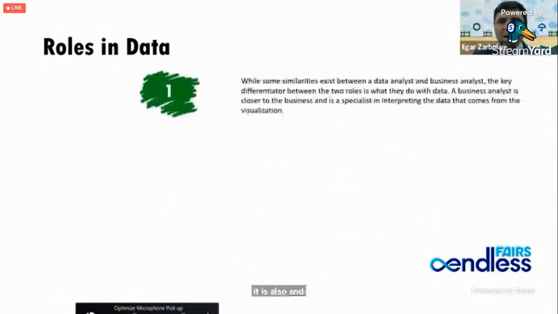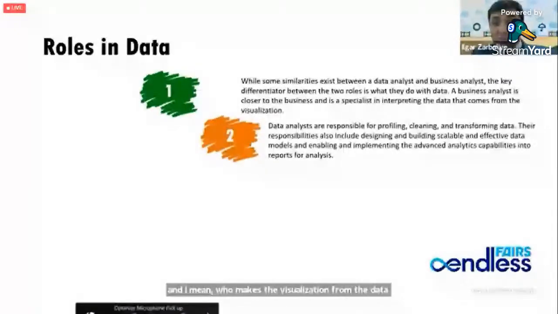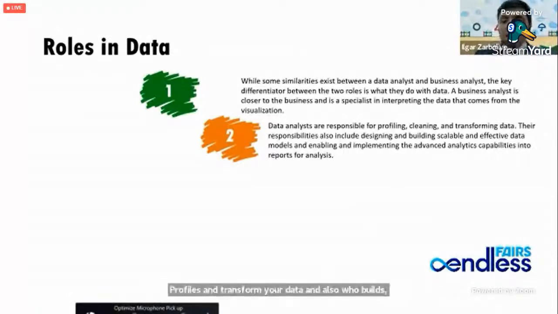I would like to describe each role very briefly. Actually, business analyst and data analyst are the same, but a business analyst is a person who is closer to the money, the business. But this is a person, a specialist, who is specialized in interpreting the data, who makes the visualization from the data. This is much more related to business analyst. As for a data analyst, this is a person who identifies your data, who profiles, cleans, and transforms your data, and also who builds the relationships among your tables, right?